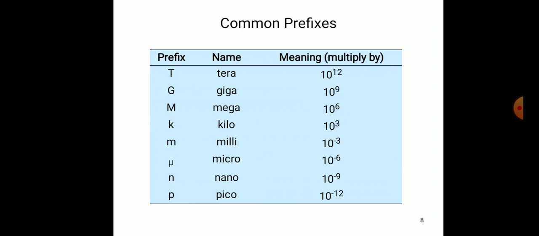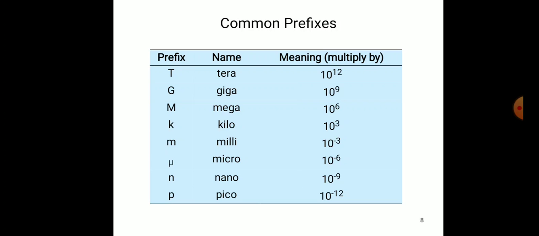You can see different types of prefixes which we are going to use in the circuit representation. That is tera, capital T, for 10 power 12; giga, 10 power 9; mega, capital M, that is 10 power 6; kilo, capital K, 10 power 3; milli, 10 power minus 3; micro, mu, 10 power minus 6; nano, 10 power minus 9; pico, 10 power minus 12.